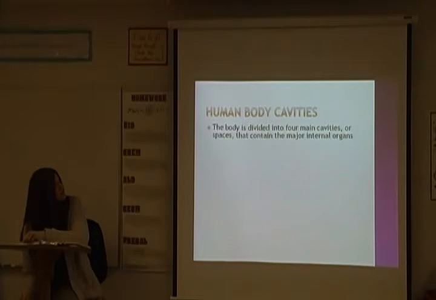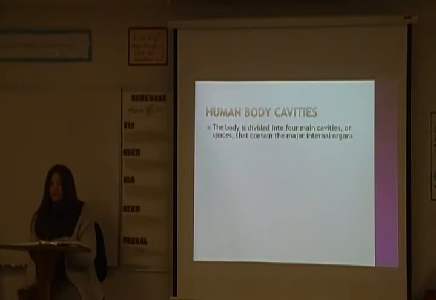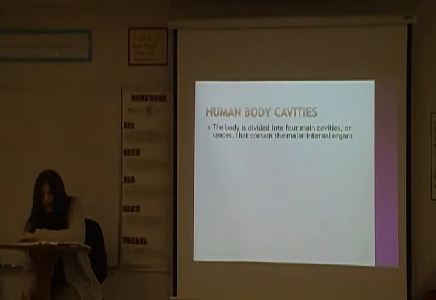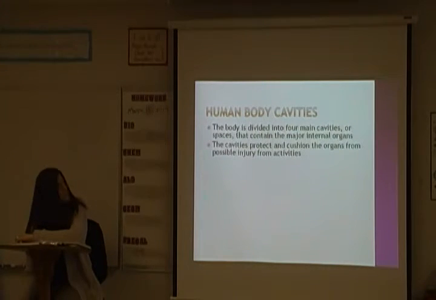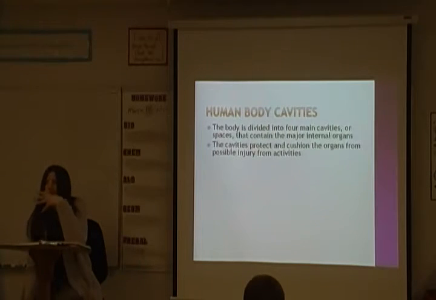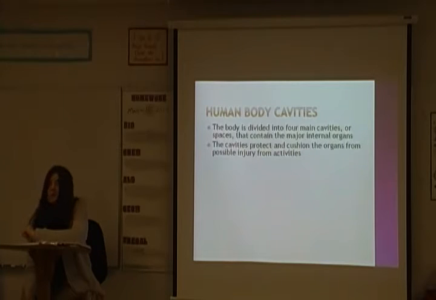Okay, so the body is divided into four main cavities where the organs are located. The cavities are important because they protect and cushion the organs from injury. It's usually surrounded by bone, then has protective tissue, sometimes fluid. Everything's designed to be held in place and protected so that we can move and be normal and do our activities, or even participate in sports.